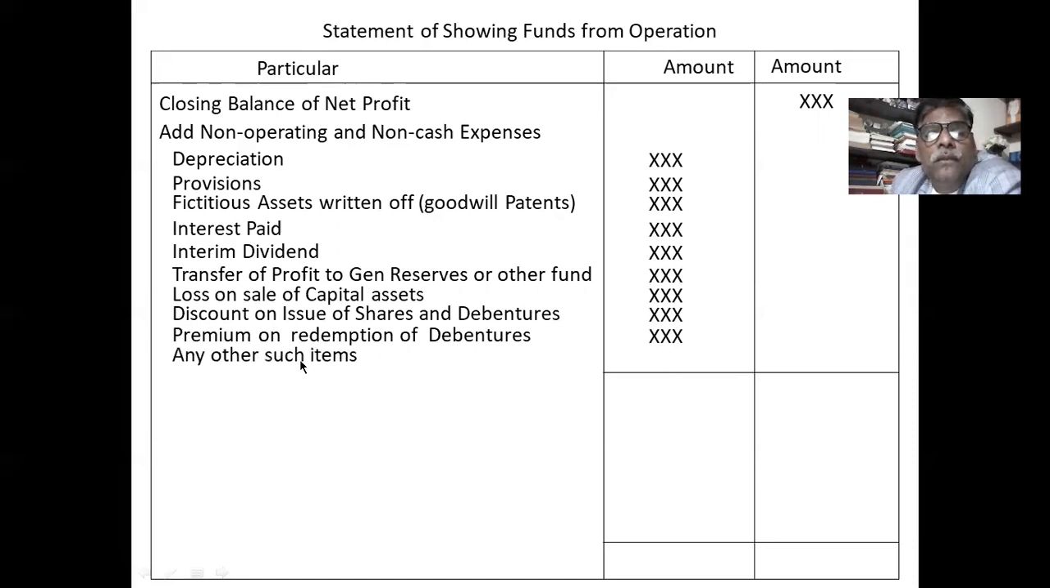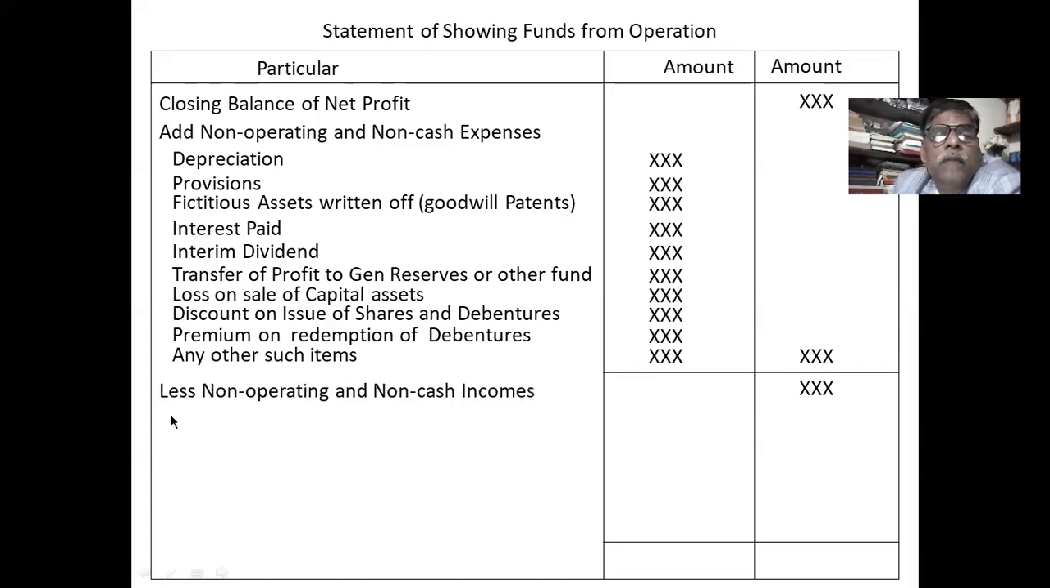Okay. Next, any other such items. If a non-cash, non-operating item is there, you take it. And all these items total you take to the outer column and take the outer column total. Thereafter, less non-operating and non-cash incomes. Non-operating incomes, non-cash incomes, not related to your business. Interest and dividend received. Interest and dividend received is not related to your operation.